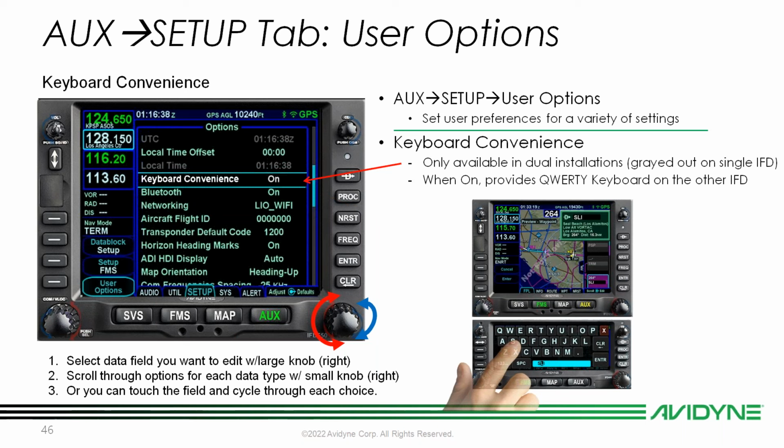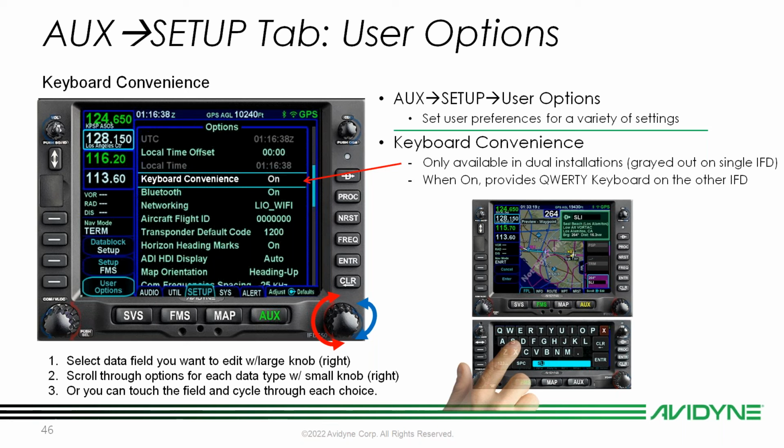Keyboard convenience, if you see this, if you have a single IFD and it's grayed out, that's because you don't have a number 2 IFD in your plane. This is going to be available if you do have a second IFD, and we have everything set up through cross sync and everything. So what is keyboard convenience?